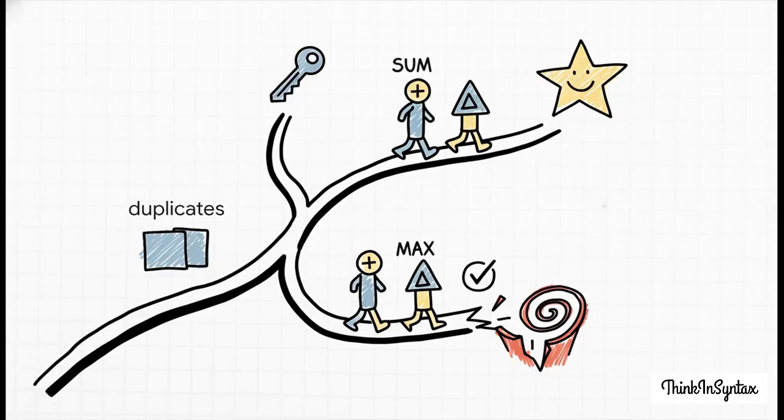So here's the one simple rule you need to remember. These two patterns will give you the same answer only if you can absolutely guarantee that every ID month pair is unique. The moment you have a duplicate, max is not just wrong, it's dangerous, because it's silently dropping data.